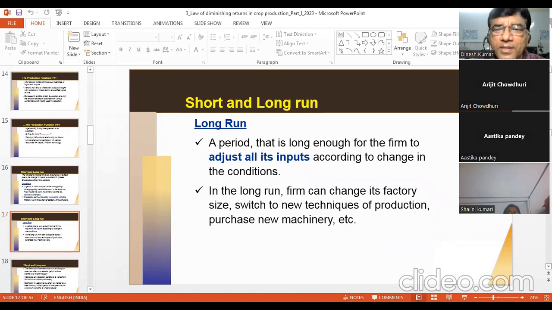Long run is a period that is long enough for the firm to adjust all its inputs, whether fixed factors or variable factors, both can be increased or decreased in the long run, according to change in the conditions, depending upon the demand. In the long run, a firm can change the size of the factory, switch to new techniques or technology of production, purchase new machinery, etc. So this happens in the long run, where all factors are variable factors. Whether it is a fixed factor or variable factor, all factors become variable in the long run, because you can make changes in them. Variable means the factor which can vary, and a fixed factor will not vary. You cannot change it. But in the long run, you can change both fixed and variable factors. Therefore, all are variable factors in the long run.